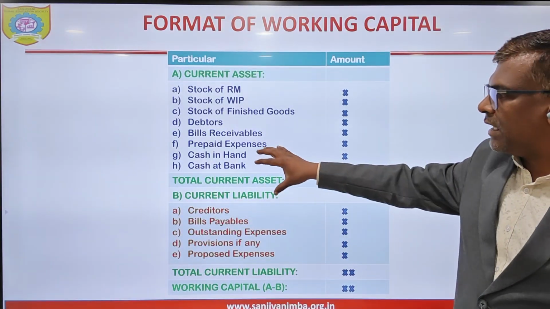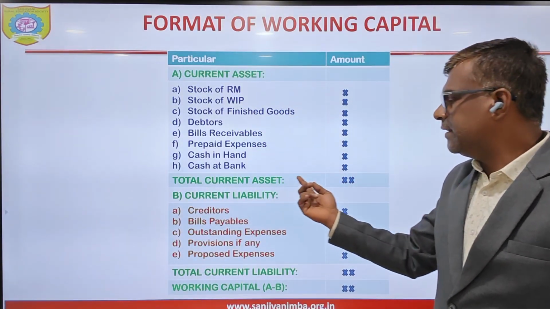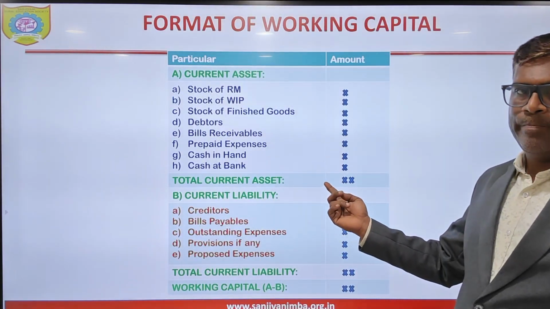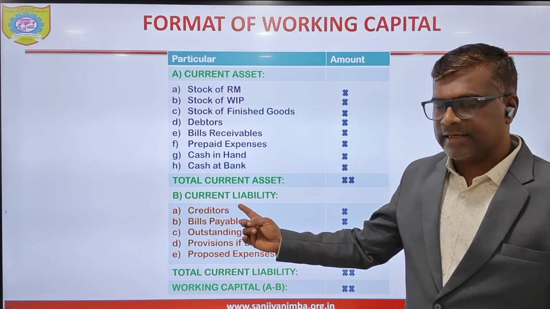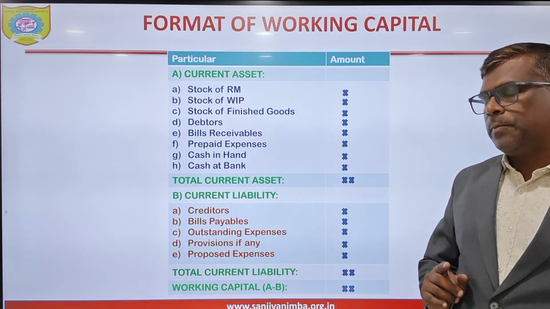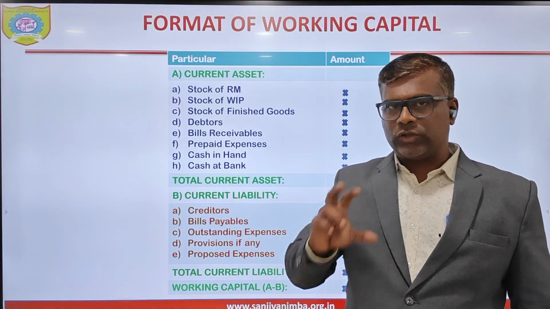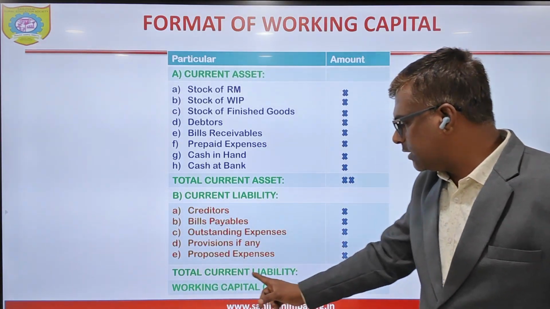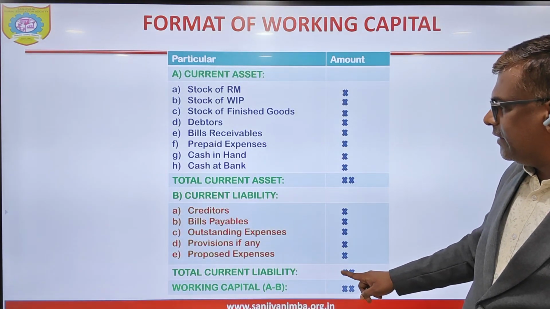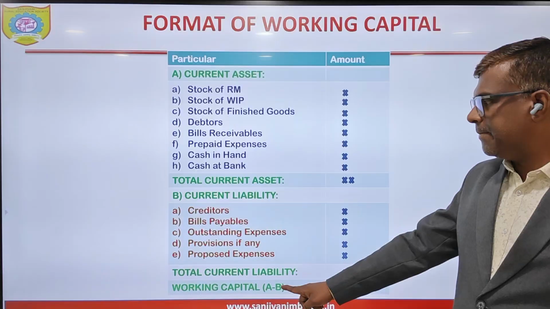Once we find out the amount that has been invested in all these factors, we will get the total of current asset. After getting the total current asset, we will move on to current liability. In current liability, we know elements like creditors, bills payables, outstanding expenditures, provisions and proposed expenditures. You will find out your investment in all of these and make the total, which is nothing but total current liability. And then finally, after deducting the total current liability from total current asset, you get the working capital requirement, which is A minus B.